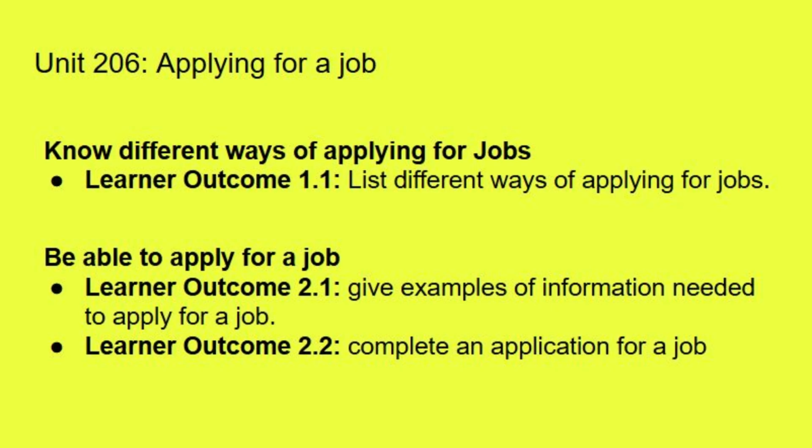So let's look at the two main objectives within Unit 206. Know different ways of applying for jobs and being able to apply for a job. Now, under Learner Outcome 1.1, we want you to list different ways for applying for a job. Under Learner Outcome 2.1, we want you to give examples of information needed to apply for a job. And then Learner Outcome 2.2, we want you to complete an application for a job.